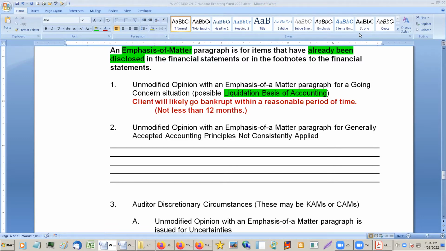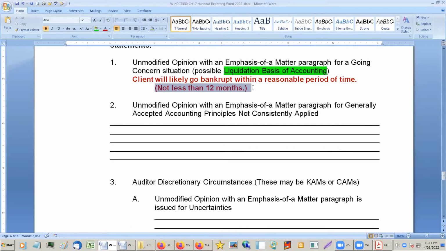This was kind of important, that reasonable period of time. In the past, it used to be that they're likely to go bankrupt within a year, and you couldn't go out further than a year. The new rules are it has to be at least a year. It could go out more years. So if you think that they're going to last about 18 months, you can give them a going concern. Like I say, in the past, it had to be within the next year. The new rules are expanded. The international standards are 2 years. But anyway, it cannot be less than 12 months.